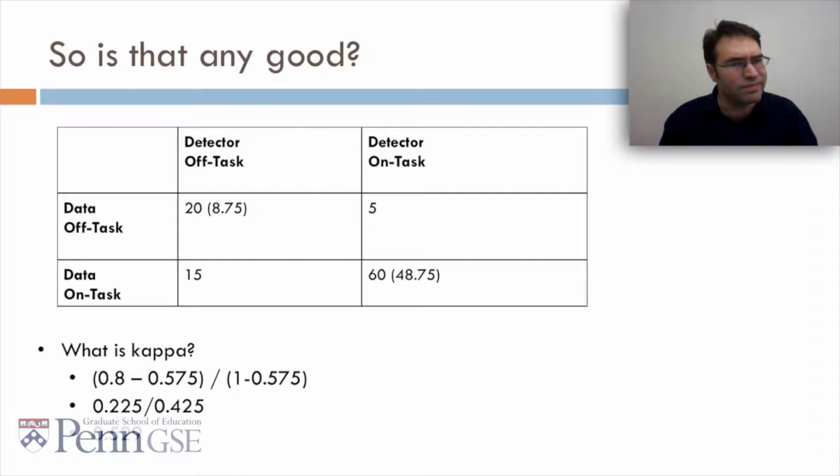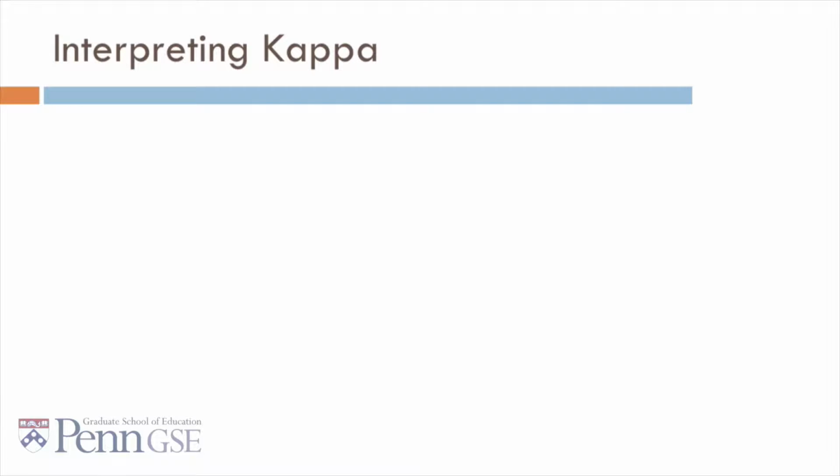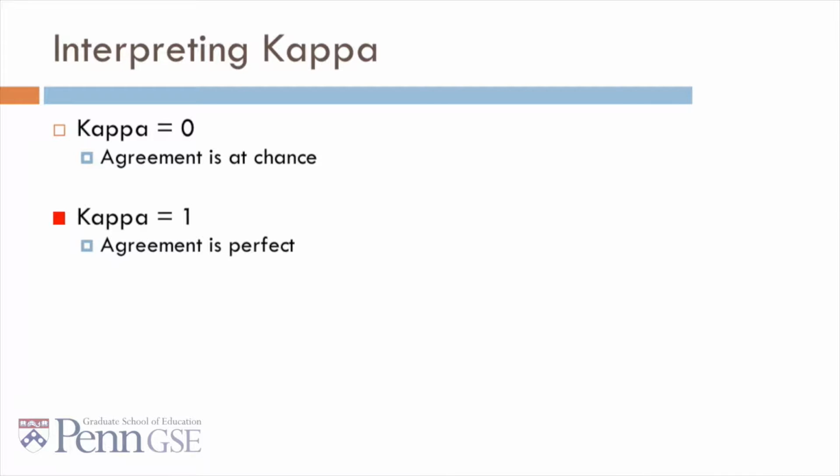So is that any good? What do you think? So here's how you interpret kappa. If your kappa is 0, then your agreement is chance. If your kappa is 1, then your agreement is perfect. If the data says something, your model is going to say exactly the same thing. If your kappa is -1, then your agreement is perfectly inverse. Whatever the data says, the model will say the exact opposite. That can actually be useful in a weird way, but it's not really something you want.